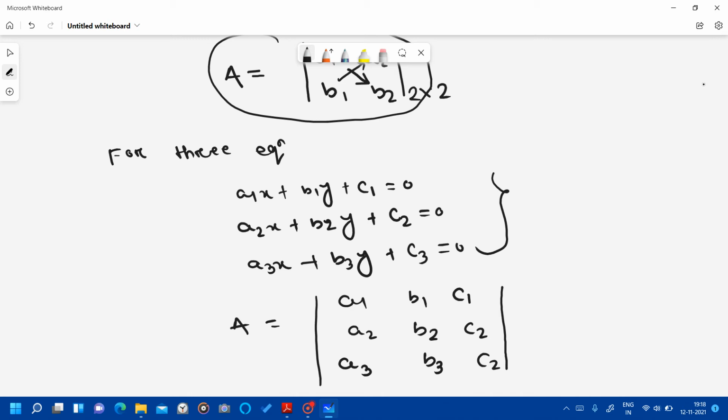Okay, let's finish today's lecture. We'll meet again tomorrow with a new way and new content. In the next class, we will discuss cofactor, minor, and the value of a determinant.